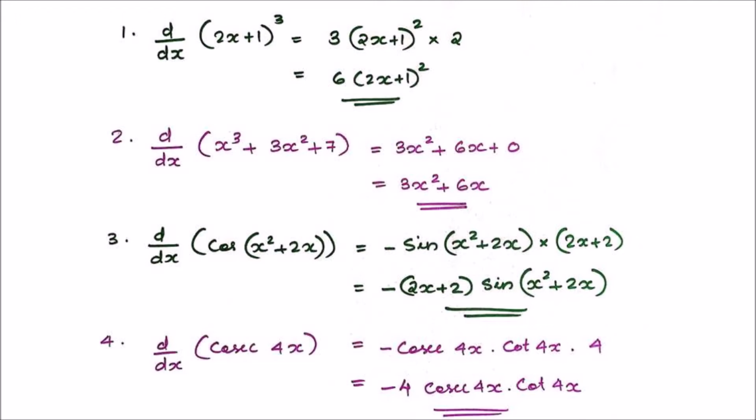Now the second question, derivative of x cube plus 3x square plus 7. We need to differentiate each of the terms and we can obtain the answer as 3x square plus 6x.